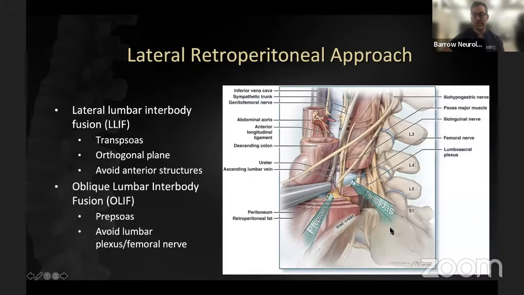As you see in this figure, via both of these routes, there are a lot of anatomical structures that are adjacent and prone to injury, and you have to really be aware to avoid complications.